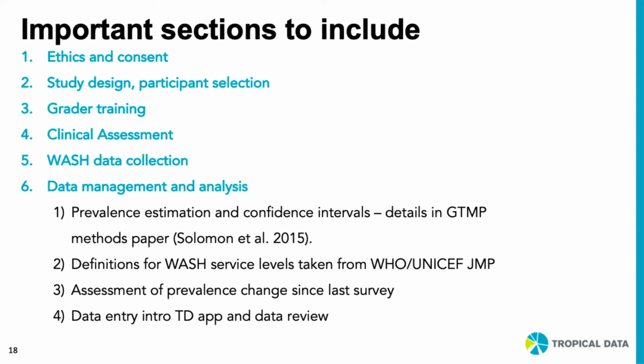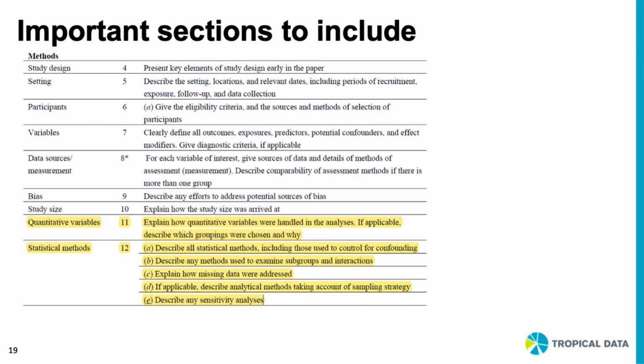Finally, in the Data Management and Analysis section, you should describe how prevalence is estimated and how confidence intervals are generated. These figures are generated by the Tropical Data team, and details of their analysis pipelines are described in the GTMP Methods paper. You can also include information about how WASH service levels were categorized, or assessment of prevalence changes since the last survey, depending on what analyses you include in your manuscript. A final point to include is data entry through the Tropical Data app using Android devices, and the near real-time data review. Again, these sections are explicitly recommended in the STROBE guidelines.